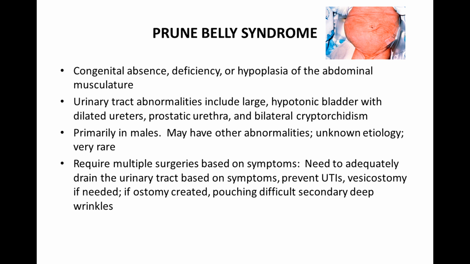If a urinary stoma is required, pouching will be extremely difficult because there is no abdominal musculature to provide support for the pouching system. In the photograph on this slide, you can see the deeply wrinkled abdominal contour. This individual is at risk for abdominal injury. Lifelong medical follow-up will be required.